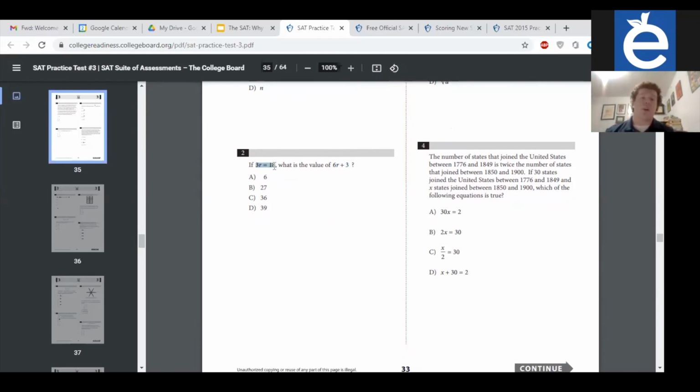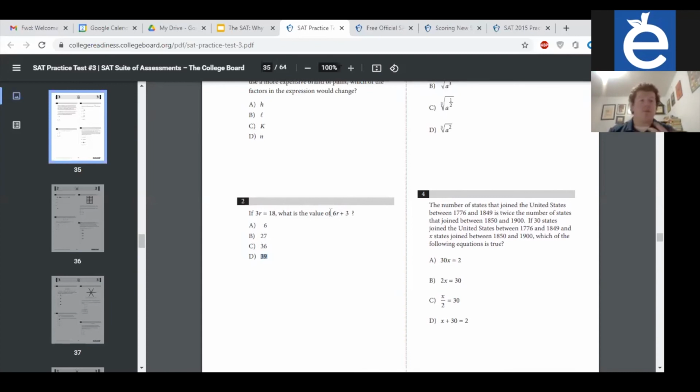So 3r equals 18. What is the value of 6r plus 3? The steps to solve a problem like this: you solve for r. We have to undo this 3 to get r by itself. So we divide by 3. We get r equals 6. Then we can plug that in here, and we get 6 times 6 is 36, plus 3 is 39. So then we get our answer.